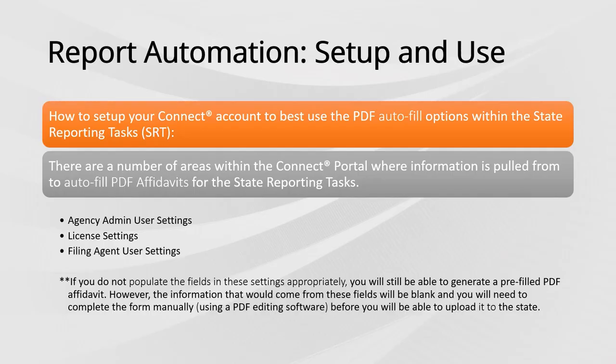Now, in order to utilize this feature, there's not a heck of a lot of setup that you need to do, but there are some things that you should check. There is data that will populate on those reports that is pulled from three places within your settings: agency admin user settings, which is basically the details about an agency; license settings, again, details about each licensee; and then your filing agent user settings.